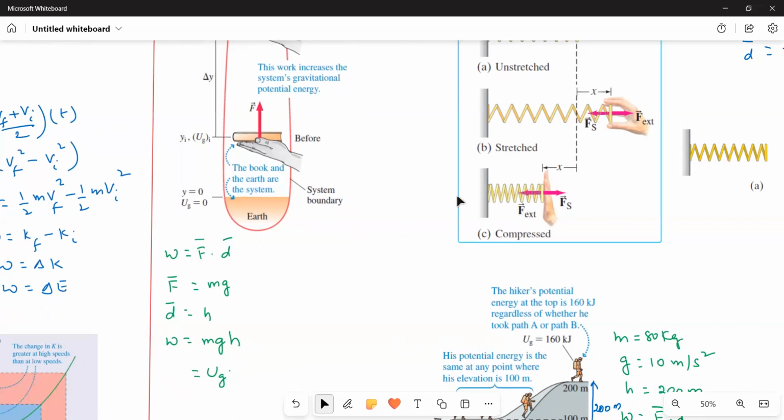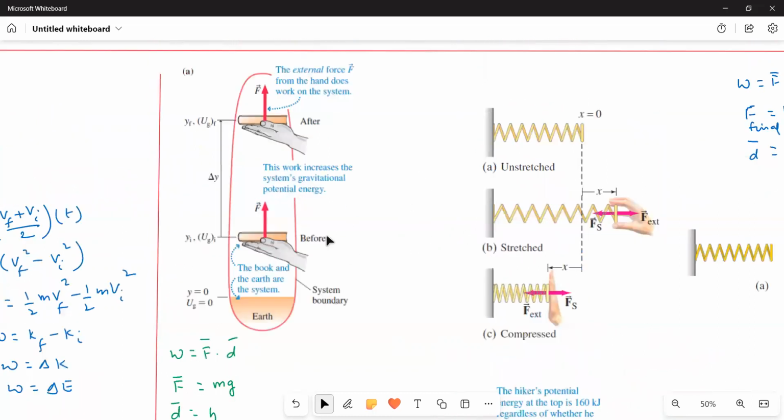Okay, now let us see how it will be. Here, see, the book is on the earth initially, and then it is lifted from the ground to a certain height. Here I am considering the earth and the book as the system, and the hand as the surrounding, external to the system. Now, what has happened here when the hand is lifting the object? So the external force is acting on the system. Because of the external force, work is done on the system.